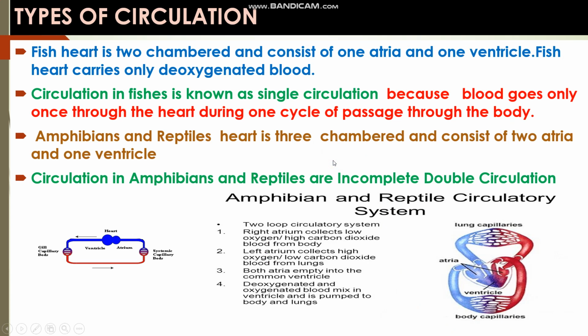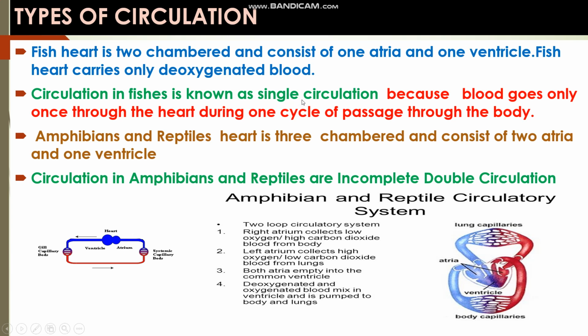Now coming to the topic types of circulation. First we'll start with fishes. Fish heart is two-chambered, consisting of one atria and one ventricle. An interesting fact about fish heart is it carries only deoxygenated blood. The reason is the heart pumps the deoxygenated blood to the gills for oxygenation. Soon after oxygenation, the blood is pumped to different parts of the body before reaching the heart. So this is the reason why the fish heart carries deoxygenated blood.